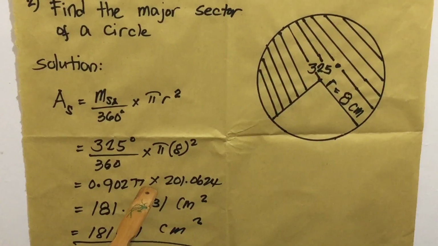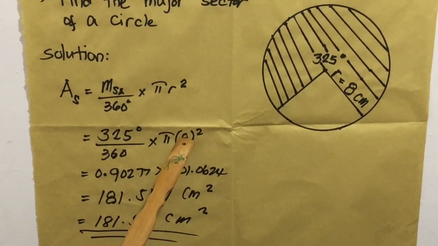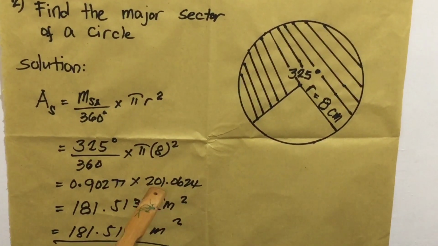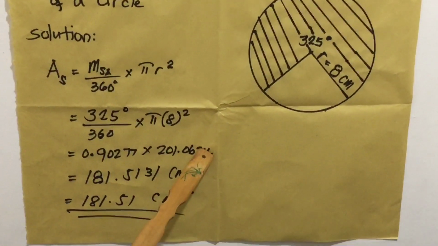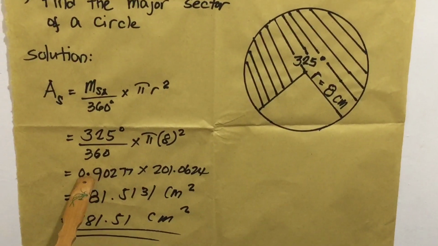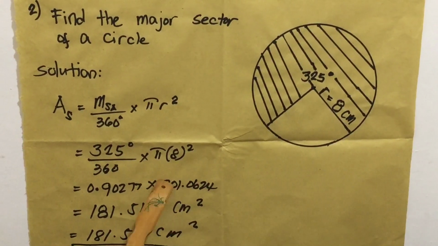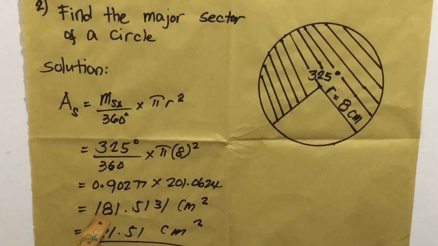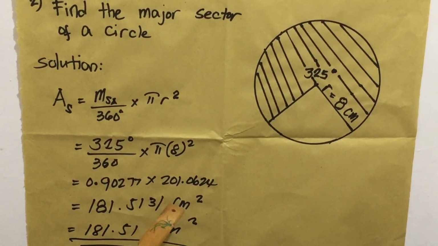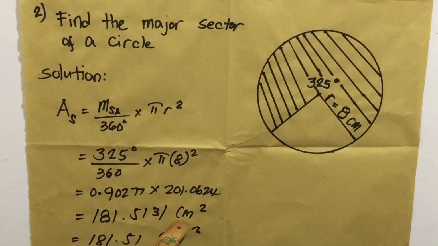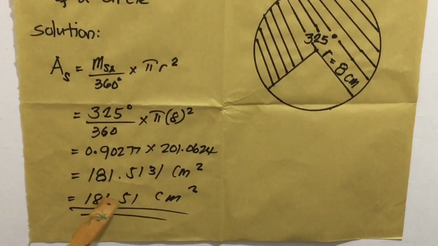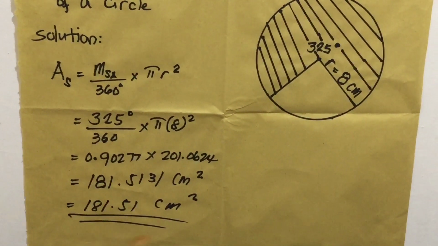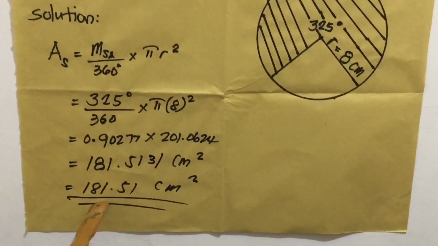0.90277 times, we have to get 8 times 8 equals 64 times 3.1416, we have the result of 201.0624. Then multiply 0.90277 times 201.0624, with the product rather of 181.5131 squared centimeter. To 2 decimal places, we're going to round off: 181.51 squared centimeter. Double line meaning to say this is the end of our computations.